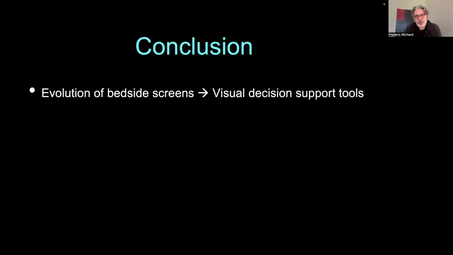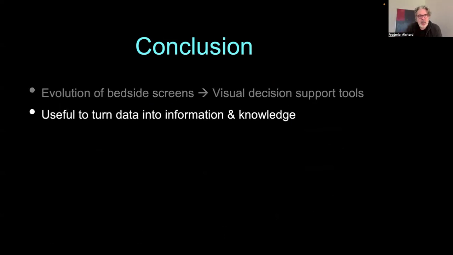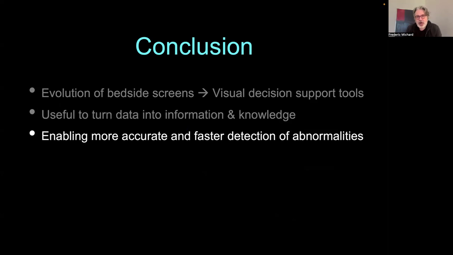So in conclusion, you saw the evolution of bedside screens has been pretty significant over the last 20 years, with more and more visual decision support tools available on hemodynamic monitors, bedside monitors, and mechanical ventilators. These tools are useful to turn data into information and into knowledge. They enable more accurate and faster detection of abnormalities.